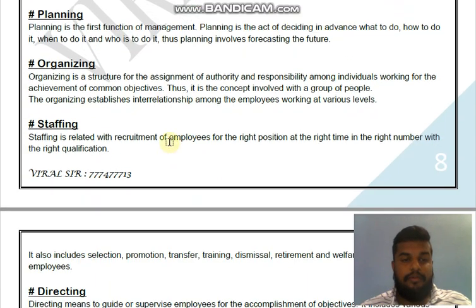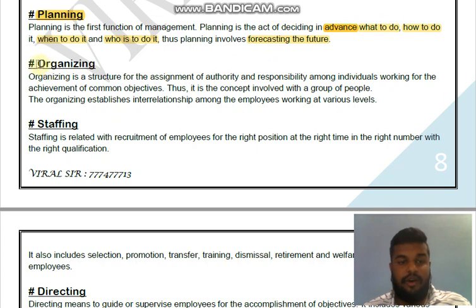Now coming to planning. What is planning? Planning is the first function of management. Planning is the act of deciding what to do, how to do, when to do, and who is to do it. It is an act of deciding in advance. Thus, planning involves forecasting the future.